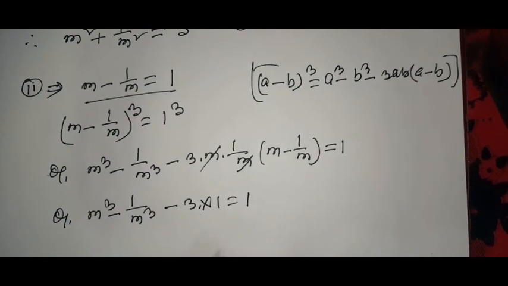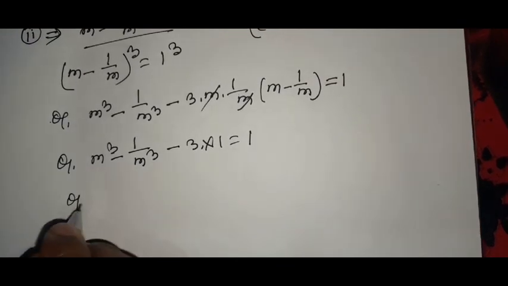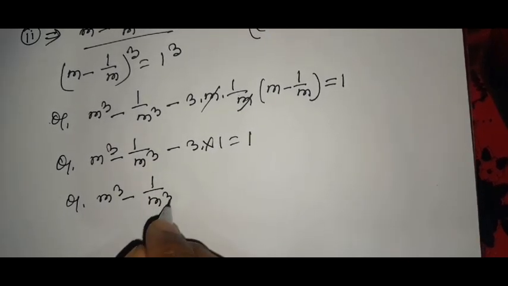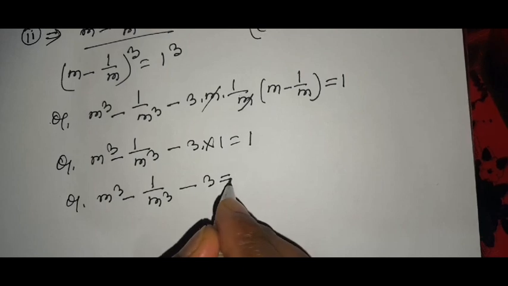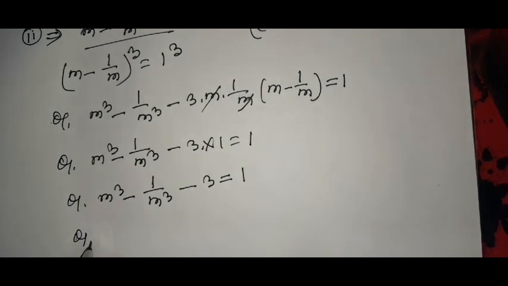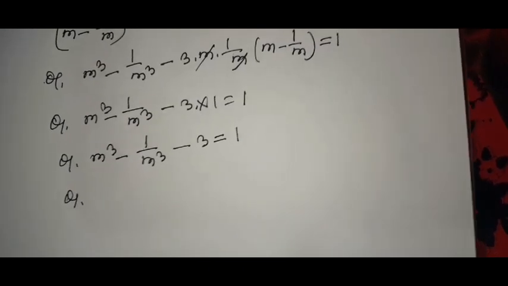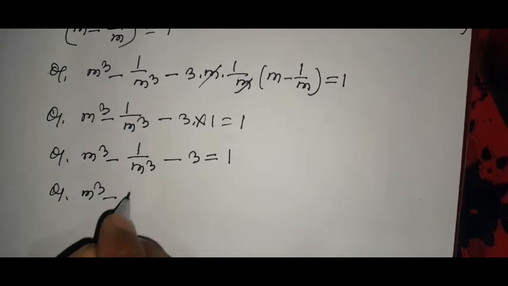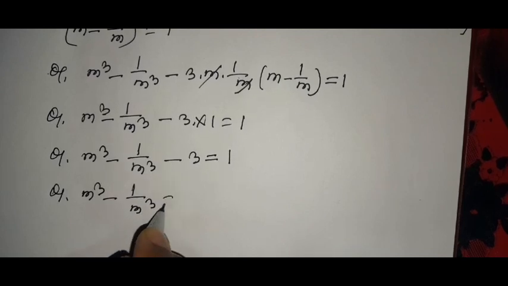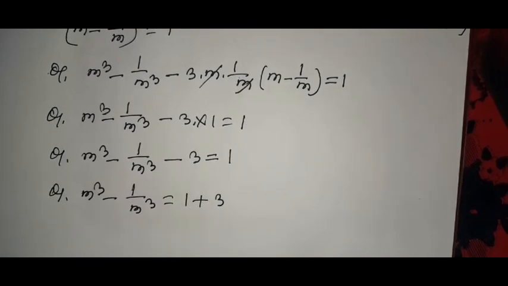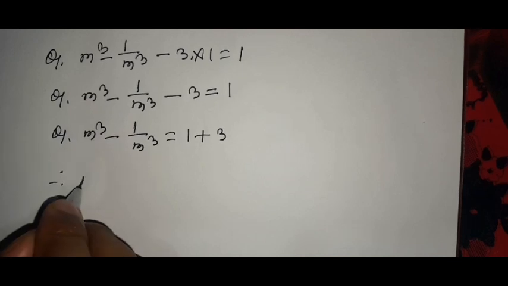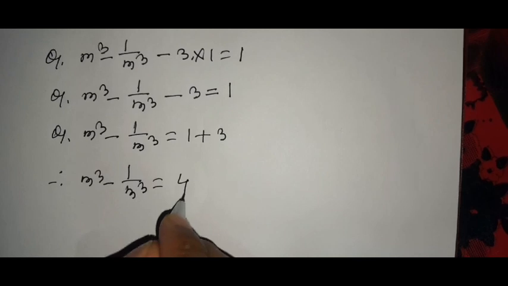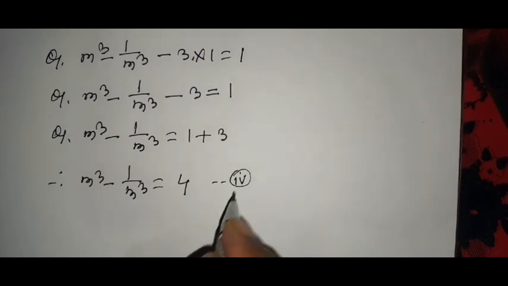So m³ − 1/m³ − 3 is equal to 1, or we can write m³ − 1/m³ is equal to 1 + 3. So m³ − 1/m³ is equal to 4. Equation number 4.